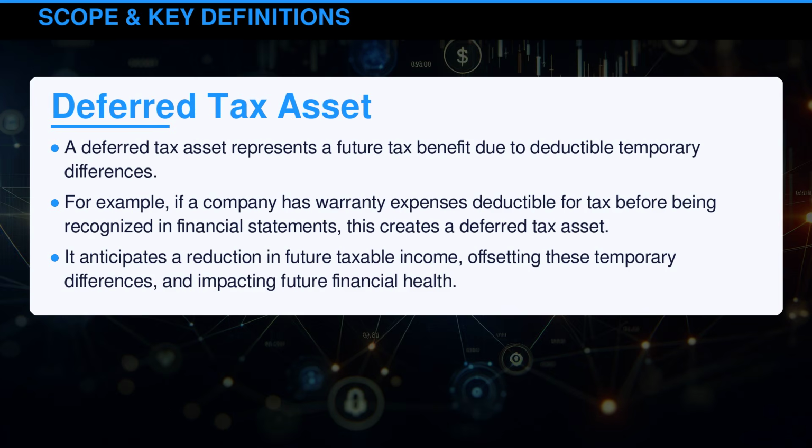A deferred tax asset represents a future tax benefit due to deductible temporary differences. For example, if a company has warranty expenses deductible for tax before being recognized in financial statements, this creates a deferred tax asset. It anticipates a reduction in future taxable income, offsetting these temporary differences and impacting future financial health.